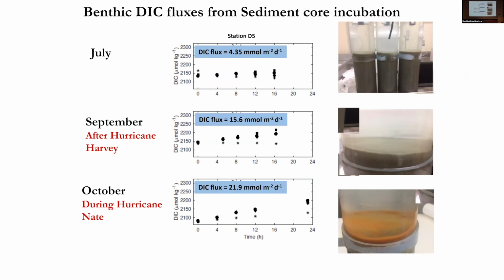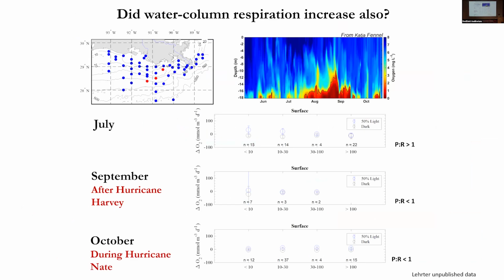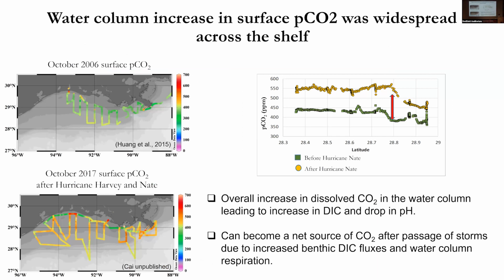We can see that from July to a hurricane, the increase in DIC fluxes at the bottom can go up by 5 times. And how does that impact respiration? Because you're putting the sediments into the water column, you reduce photosynthesis and increase respiration, and that can have a direct impact on our carbon cycle. Because of this increased DIC flux and water column respiration, this area, which is usually a weak sink of CO2, turned out to be a source of CO2. There was a 100 ppm increase in surface CO2 after these storms. So they are all coupled.